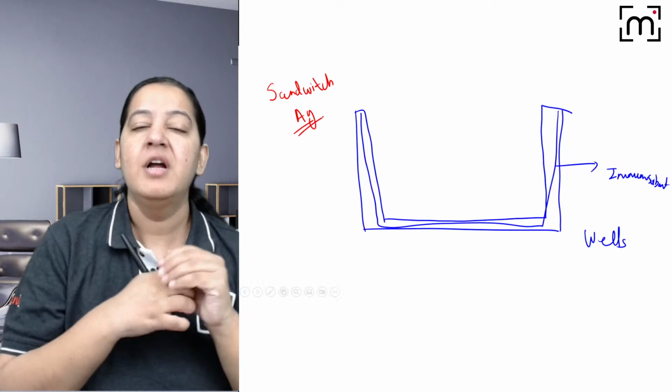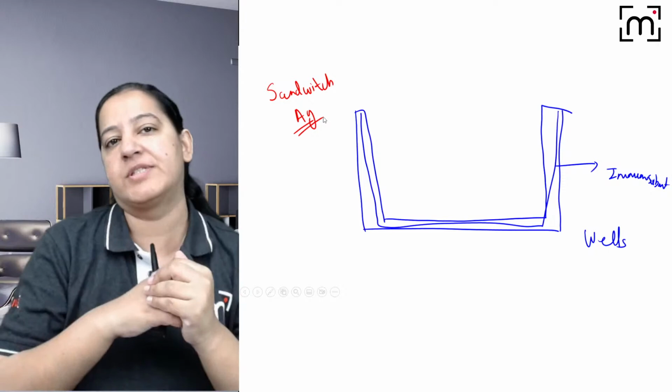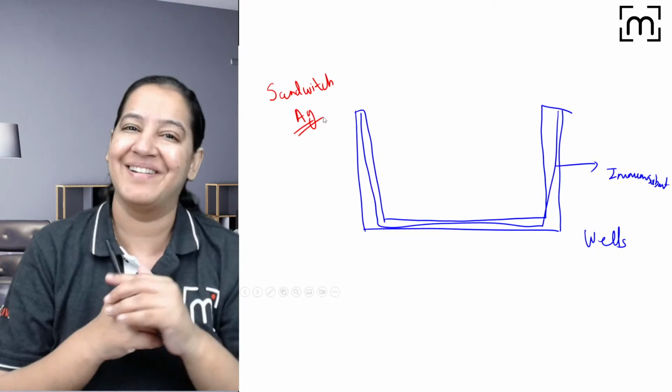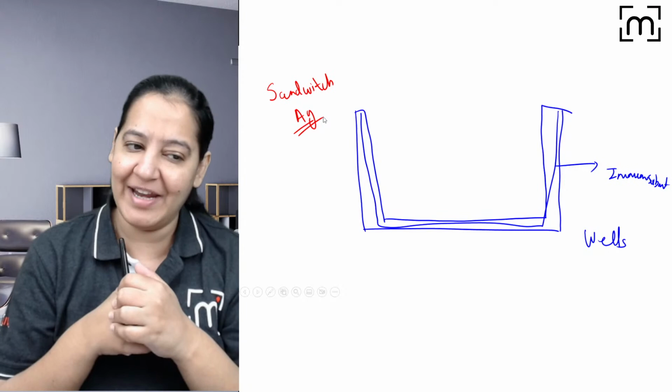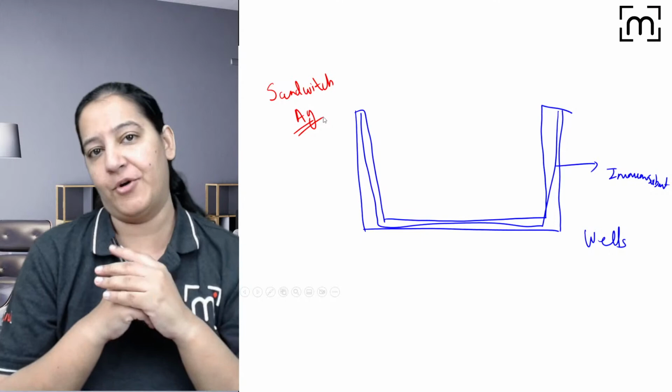It is a rule that in all ELISA, we start with the opposite. If you want to detect antigen, start with antibody. If you want to detect antibody, start with antigen. Again, these are some rules in ELISA, right? So you want to detect antigen. How will you start? You will start with antibody.